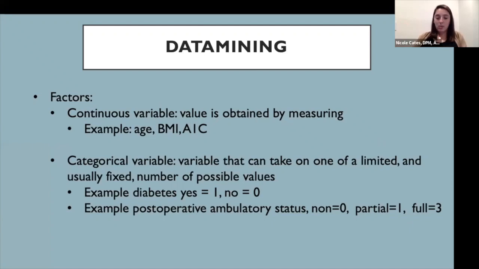So we have age. We know it progresses. BMI, the same. A1C. They're not binary or defined numeric values. Whereas categorical variables typically are either yes or no's or like 1, 2, 3s. You can answer them. And so, for example, do they have diabetes? Yes or no. Are they post-op? What is their post-op ambulatory status? You can define it as 0, 1, 2, 3.